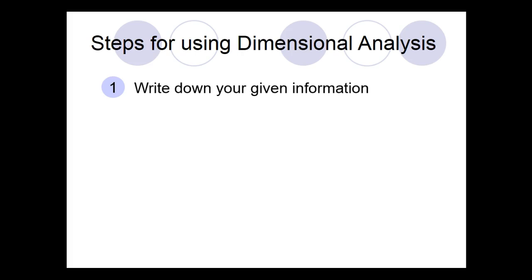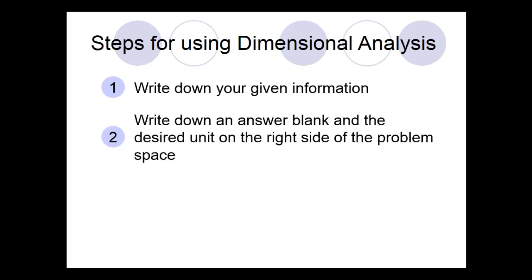Usually they tell you something like, given 32 grams of sodium nitrate, how many moles of nitrate in a 125 gram solution. Something like that. So you're always given a number, and that's the first thing you're going to write down. The second step is you're going to write down an answer blank and the desired unit on the right side of the problem space, which is kind of a weird thing to say, but let me see if I can set one up for you on Word really quick so that you understand what that means.